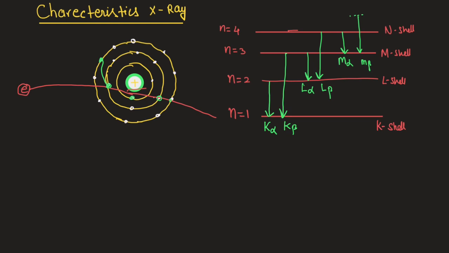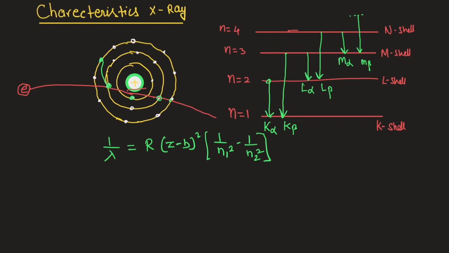Now, if I want to find the wavelength of any transition, let's say between these two levels, we have a formula: 1 by lambda is equal to R times (Z minus b) squared times (1 by n1 squared minus 1 by n2 squared).